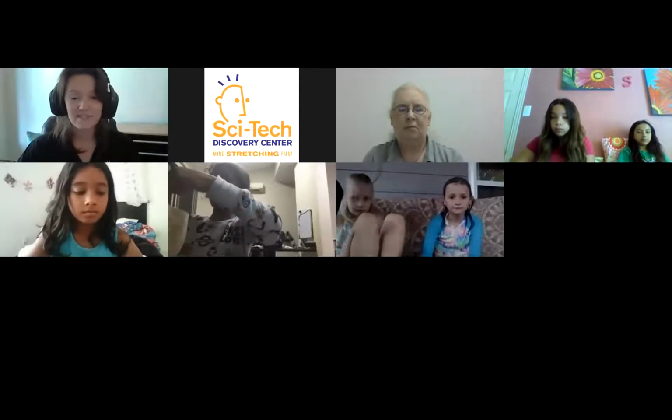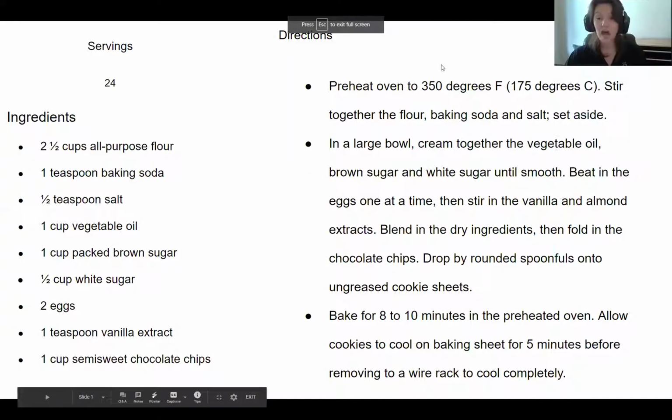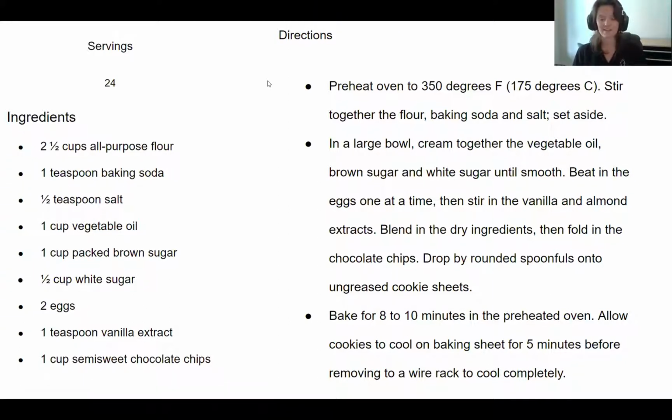Now, I'm going to introduce our cookie recipe. We are going to be making 24 cookies. The ones that I'm going to be making today are chocolate chip, but your design challenge is going to be to change that up. There are several different ways you can do that, and I'm going to show you that at the end of our little class, but this is the basic recipe that I am following.